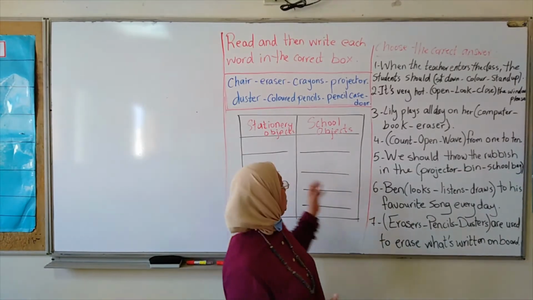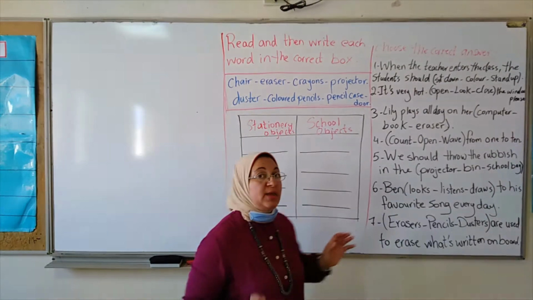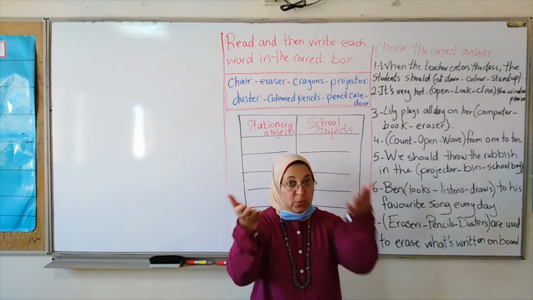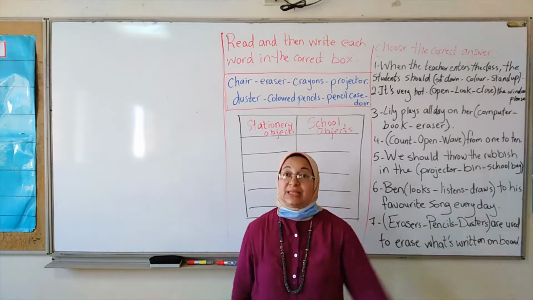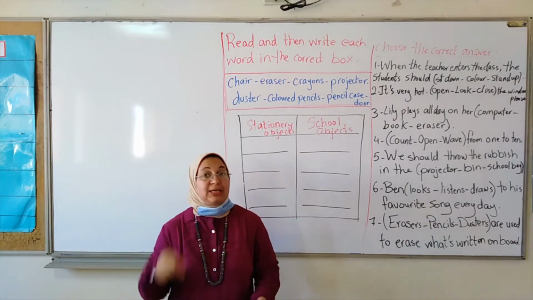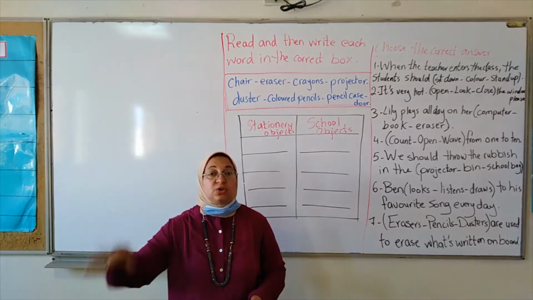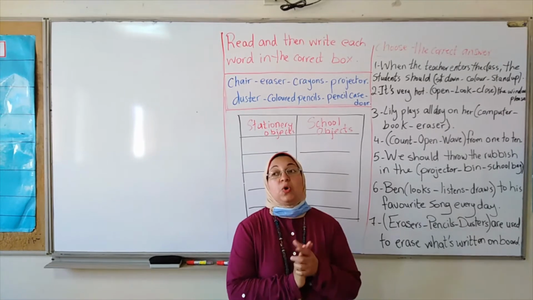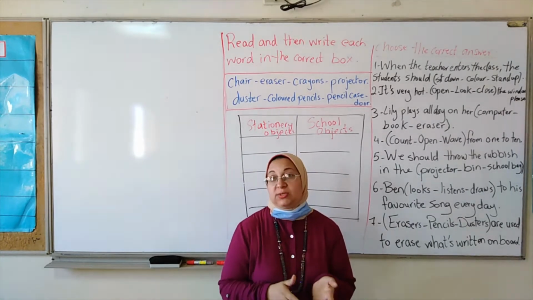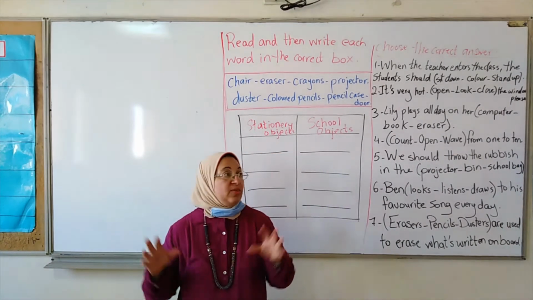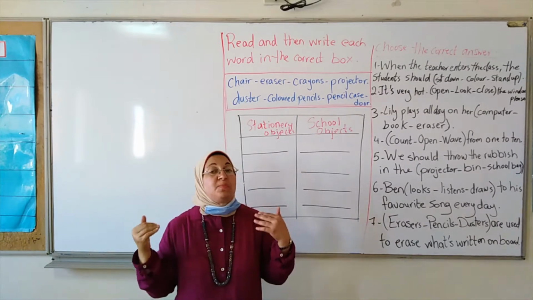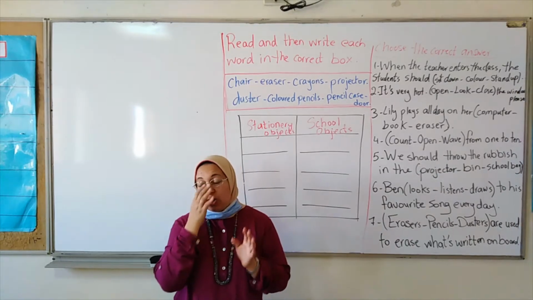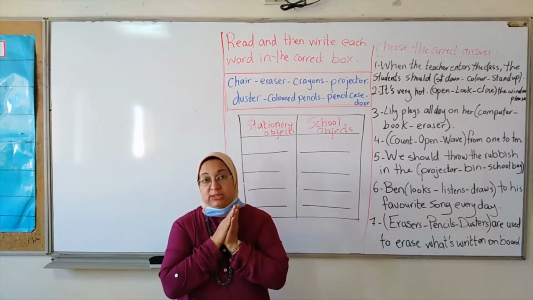For example, the teacher uses the board to write and to explain their lessons, right? So you, the students, use the desks and the chairs to sit on the chair and to write on the desk. So you just use them. So we have something called school objects, which are the things inside our class and they belong to the school, but when we go home we can't take them with us. That's why we call them school objects.